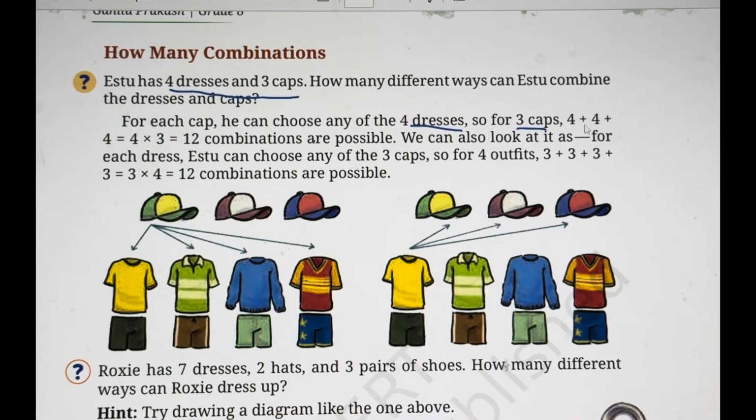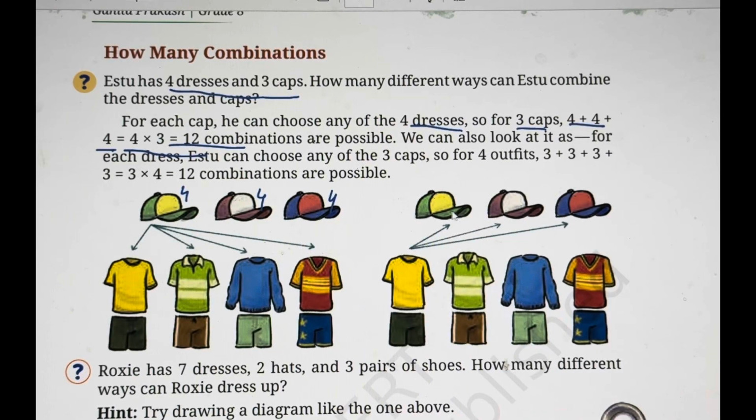So for 3 caps, 4 plus 4 plus 4. For this cap 4 possibilities, for this 4, and for this cap also 4 possibilities. So 4 plus 4 plus 4 is, 4 threes are 12 combinations are possible. This is one way of understanding it.